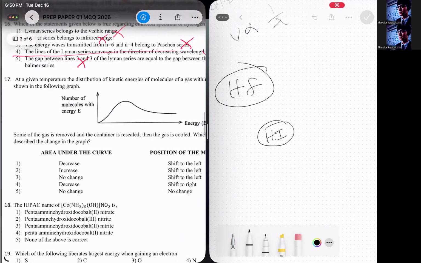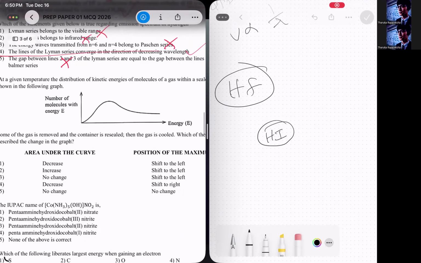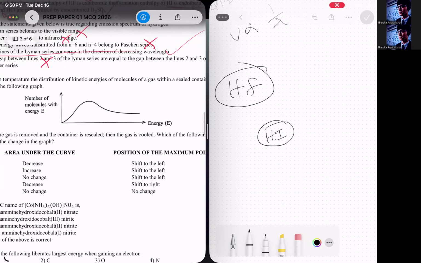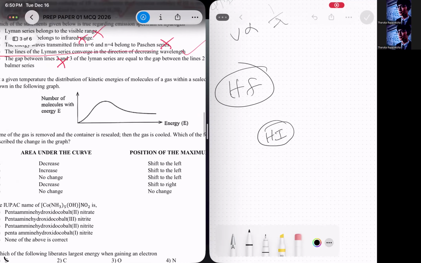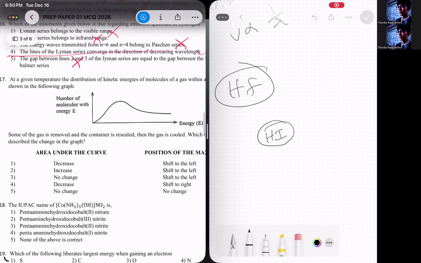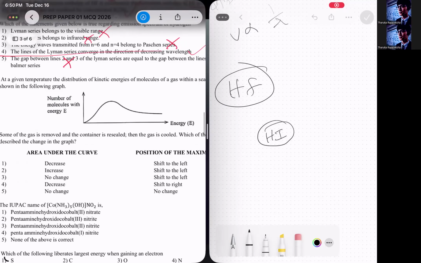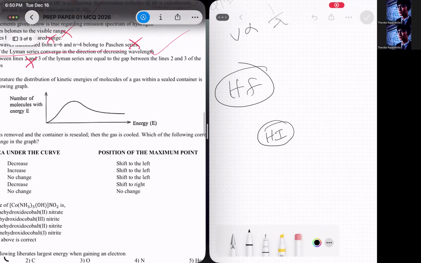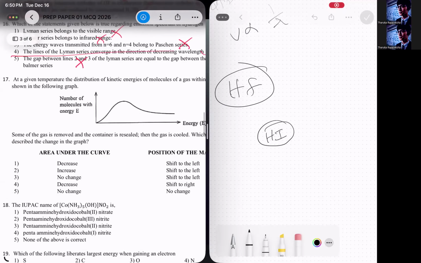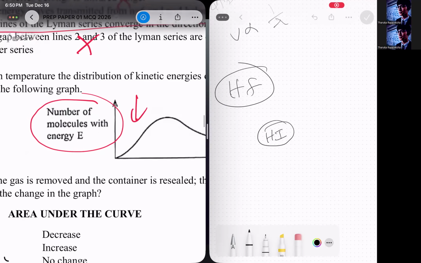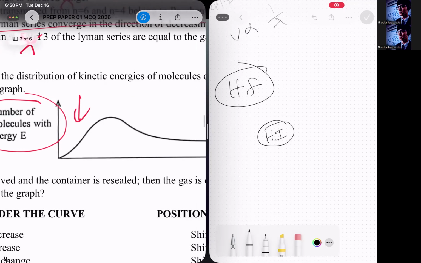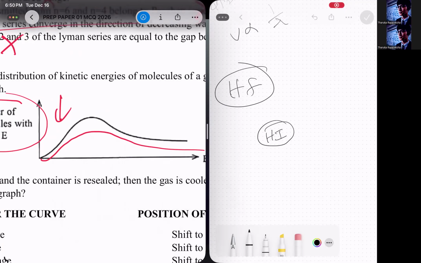17th one. At a given temperature, the distribution of kinetic energies of molecules of a gas within a sealed container is shown in the following graph. Okay, now this is a Maxwell-Boltzmann distribution curve. They're asking: some of the gas is removed and the container is resealed. Then the gas is cooled. Which of the following correctly describes the change in the graph? People, this represents the number of molecules with energy. Now when you remove a certain amount of molecules out of the system, the number of molecules will decrease. So the curve will go down, obviously.